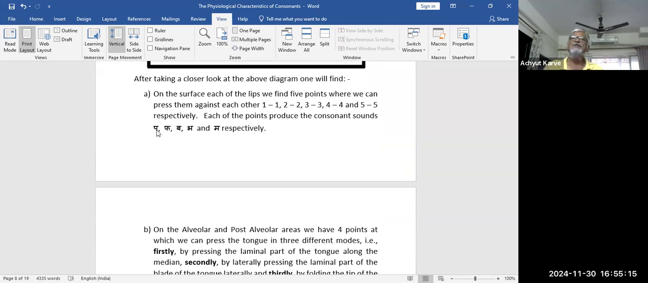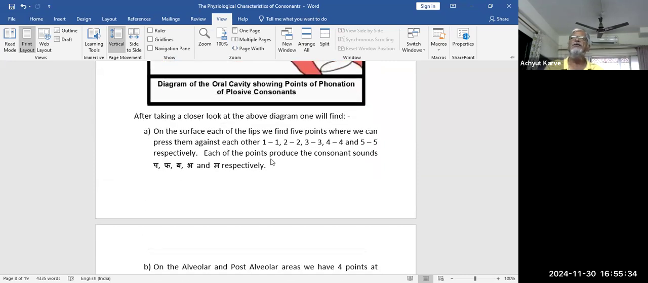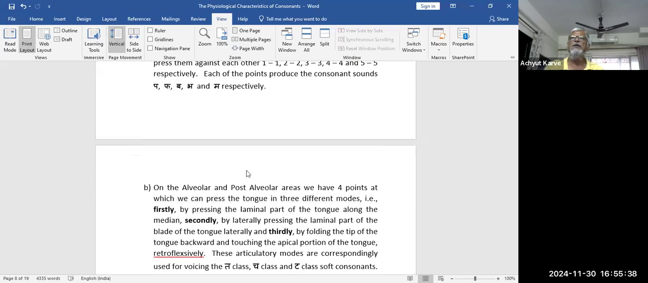So now I'll just go through it. On the surface of each of the lips, we find 5 points where we can press them against each other. 1, 1, 2, 2, 3, 3, 4, 4, 5, 5, respectively. Here, 1, 1, 2, 2 is written. Now, each of the points produces the consonants pa, pha, ba, bha, ma, respectively.